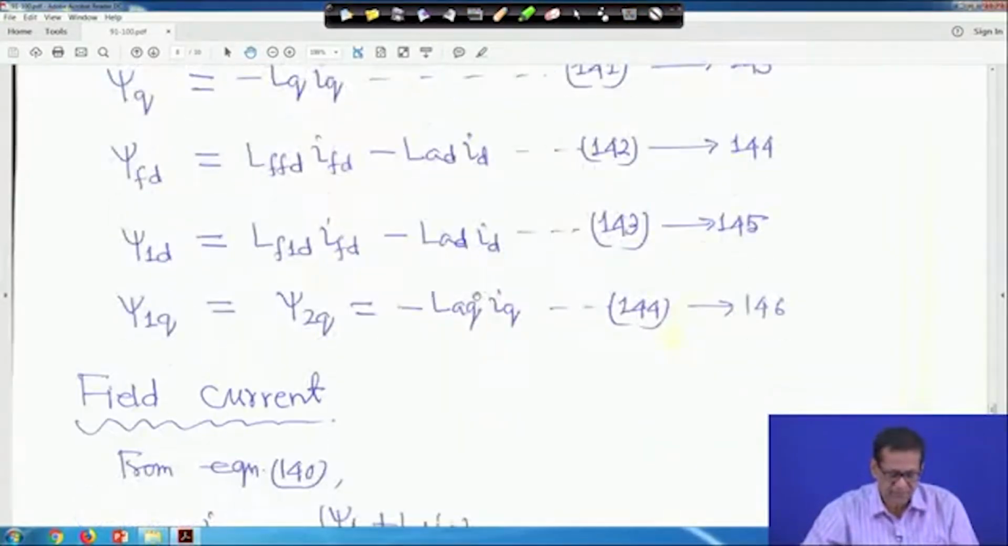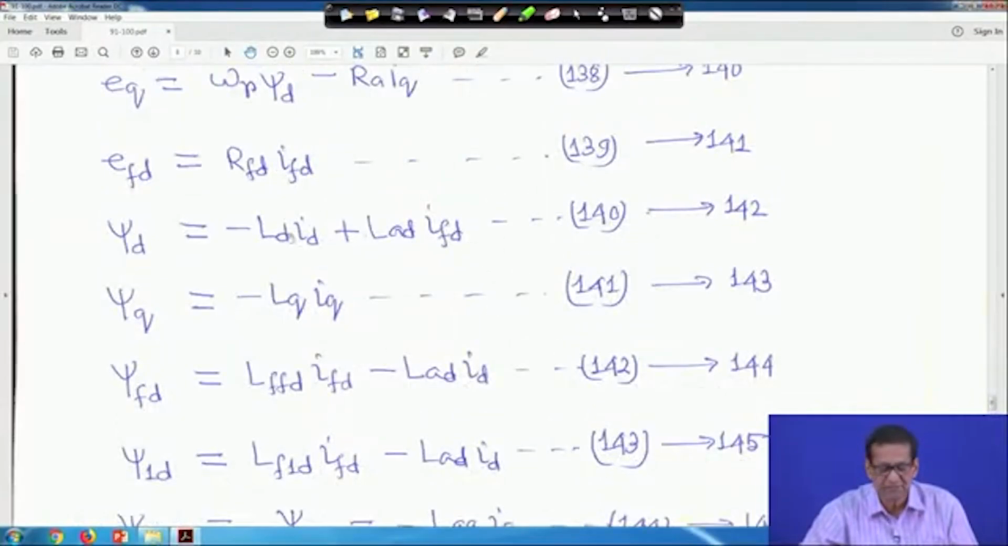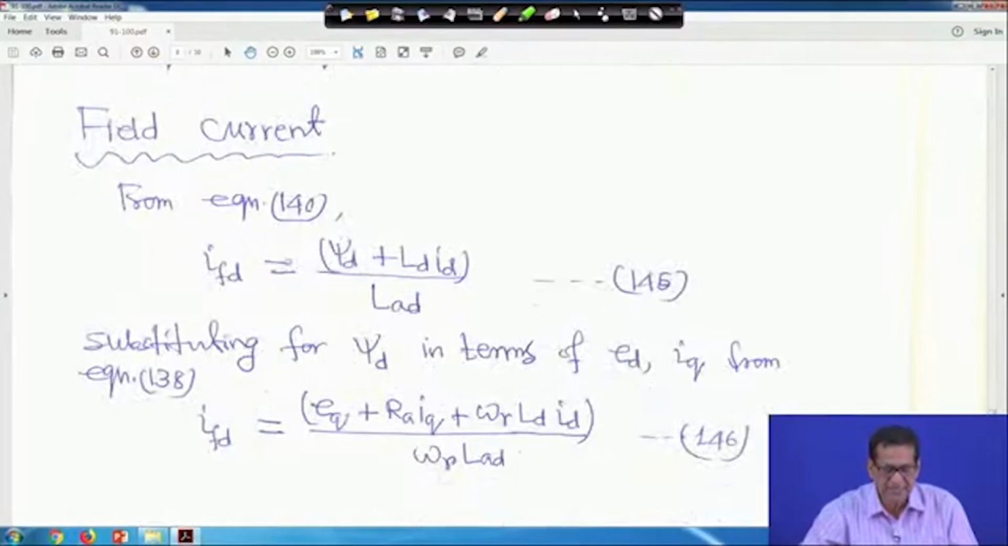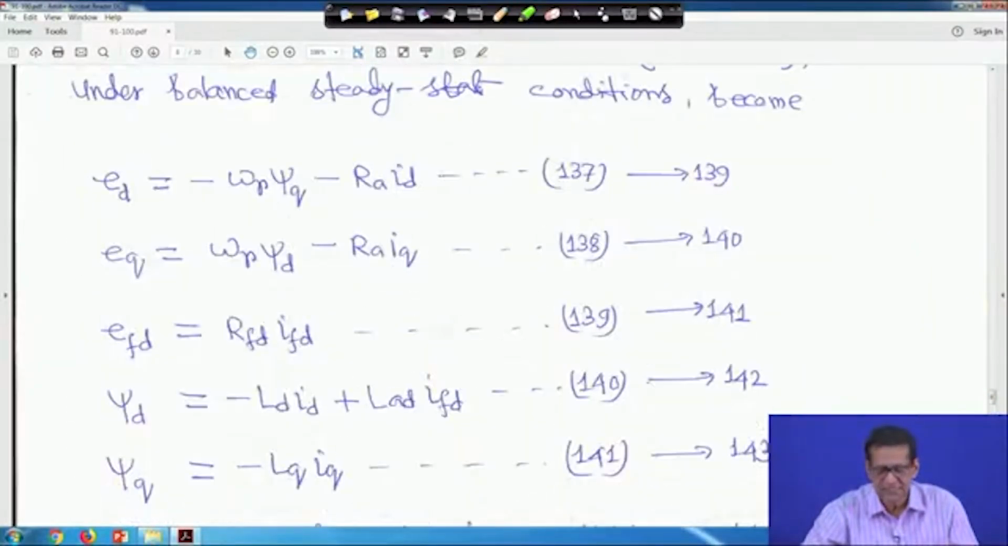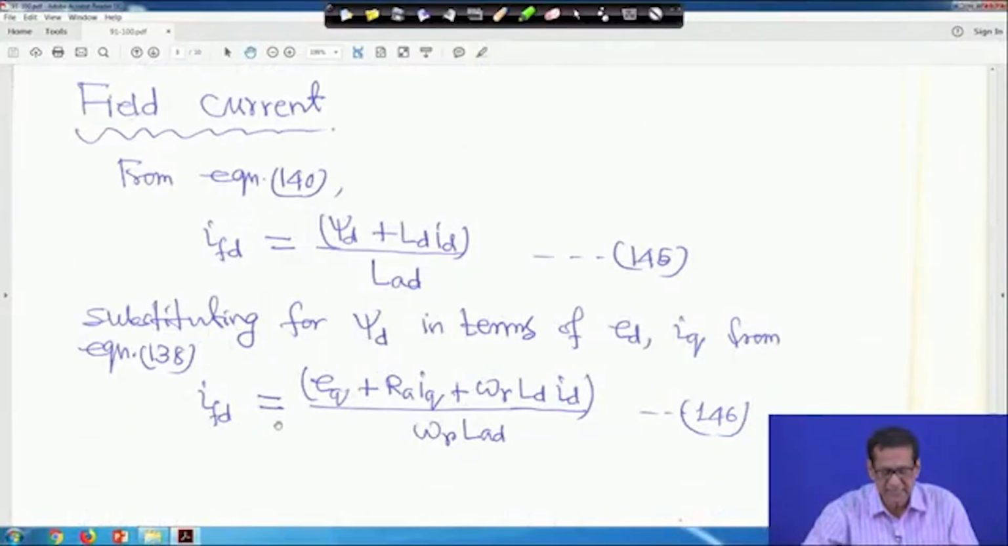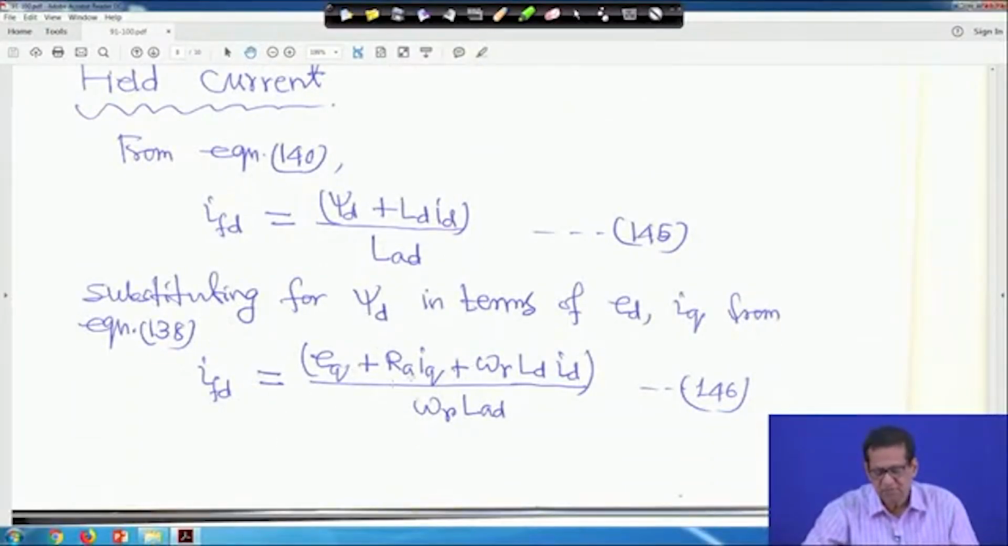Now the field current, from equation 140, psi d is equal to minus Ld id plus Lad ifd. So you can write that ifd is equal to psi d plus Ld id upon Lad, that is equation 145. Now substituting for psi d in terms of ed, iq from equation 138, you will get this expression of ifd, that is eq plus ra iq plus omega r Ld id divided by omega r Lad. This is equation 146.